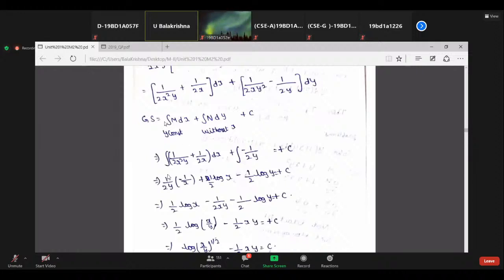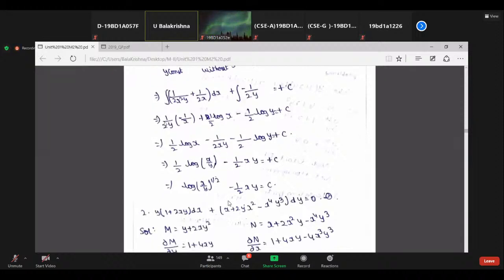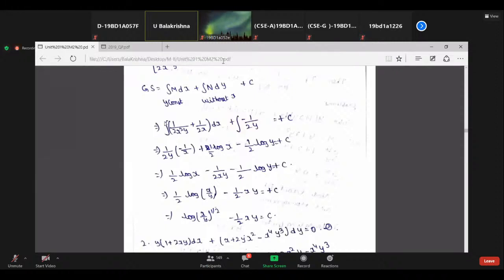Now you should do the integration. This with respect to x, this with respect to y. As you are integrating with respect to x, y is treated as a constant, so 1 by 2y remains constant outside. Integration of 1 by x square is minus 1 by x. And here 1 by 2 remains constant. Integration of 1 by x is log x. And minus 1 by 2 remains constant outside the integration. Integration of 1 by y is log y. So once you have it like this, just simplify it and you will get the answer. Is that clear now up to here?